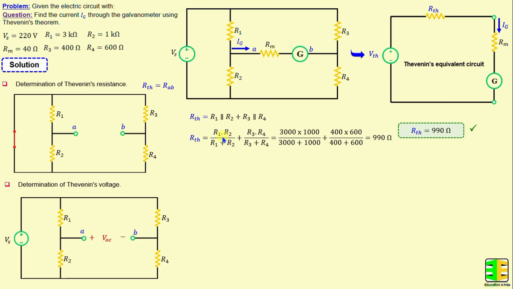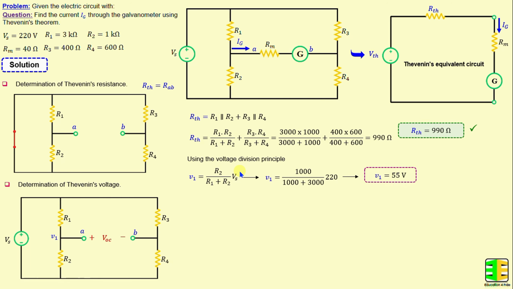To find the open circuit voltage, VOC, I will apply the voltage division principle and Kirchhoff's voltage law. Using the voltage division principle, we can write the voltage V1 across the resistor R2 is equal to R2 over R1 plus R2 times Vs. And if we replace the resistors and the voltage with their numerical values, we obtain V1 is equal to 55 volt.